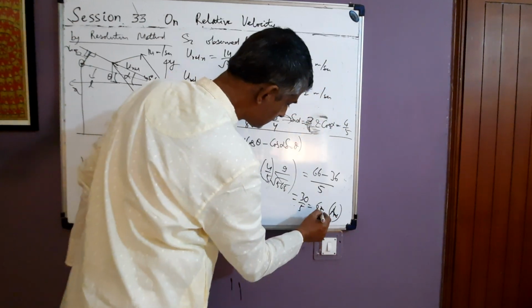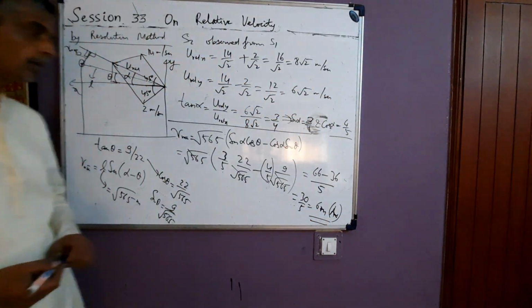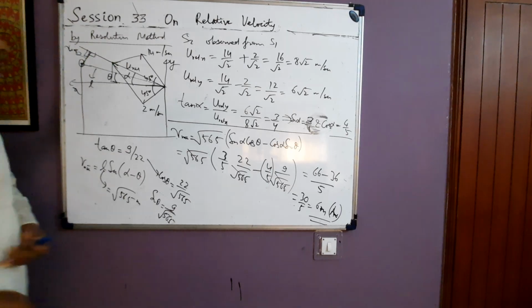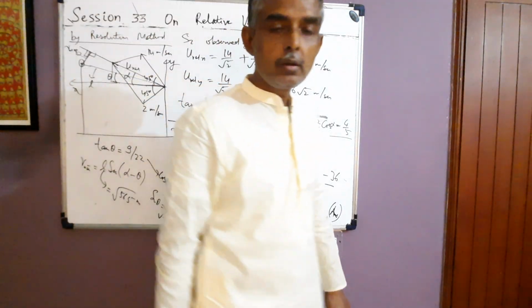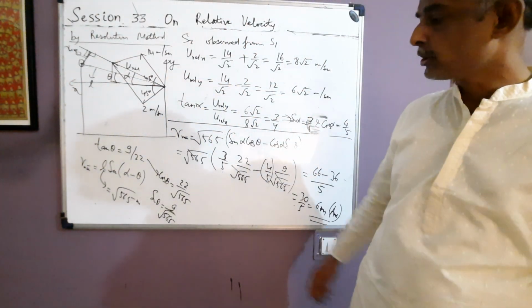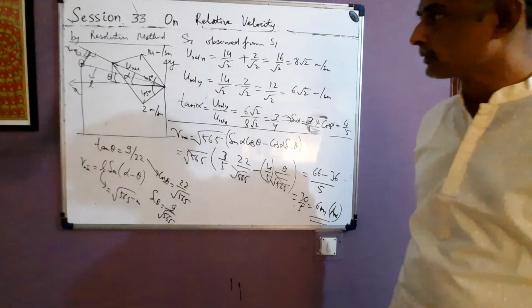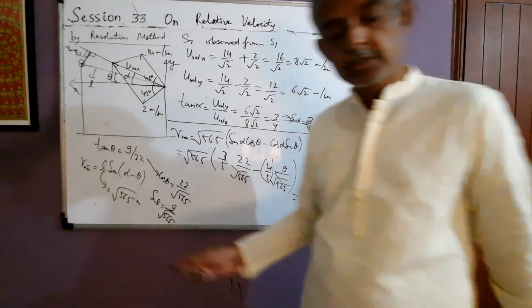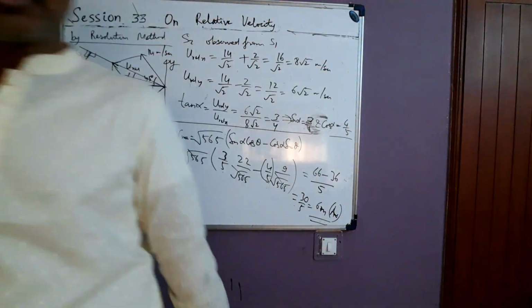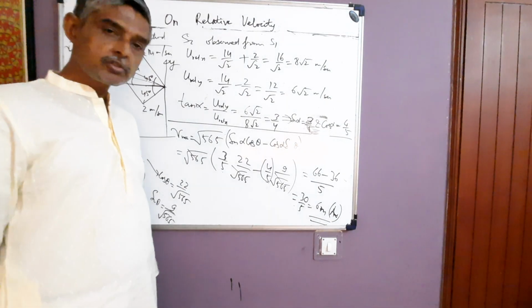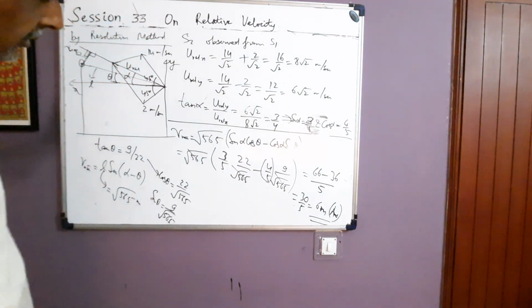Fine. So in this way, in this 33rd session of relative velocity, the shortest distance between two moving points has been determined by both the methods. Okay. So till here we have just completed the relative velocity shortest distance problems. Okay, this is finished here.